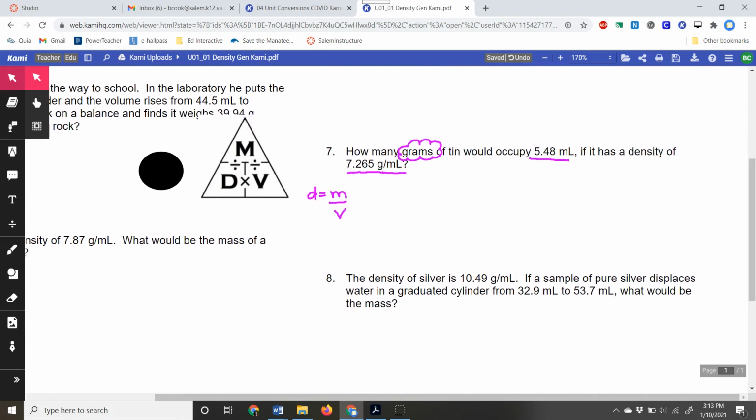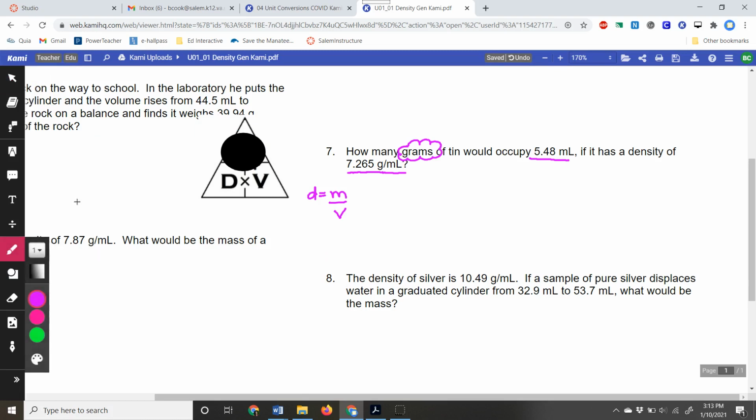If we were going to use the density triangle to help us, what we do is take our hand and cover up what we're asked to solve for. We're asked to solve for mass. So I'm going to take my black circle and cover up the mass, and notice that what is left is D times V. So when you cover up mass, you're left with D times V. That means mass is going to be equal to density times volume. That takes care of the algebra issues for me if I have problems rearranging this equation. So I'm going to go ahead and plug in the density, which is 7.265, and that was grams per milliliter.